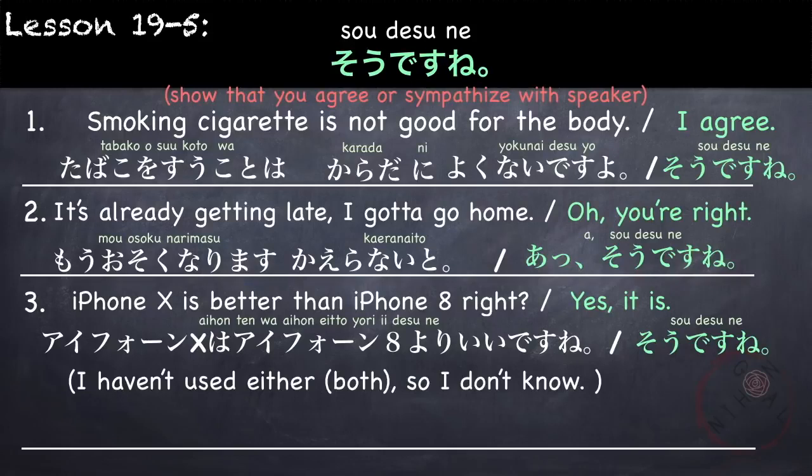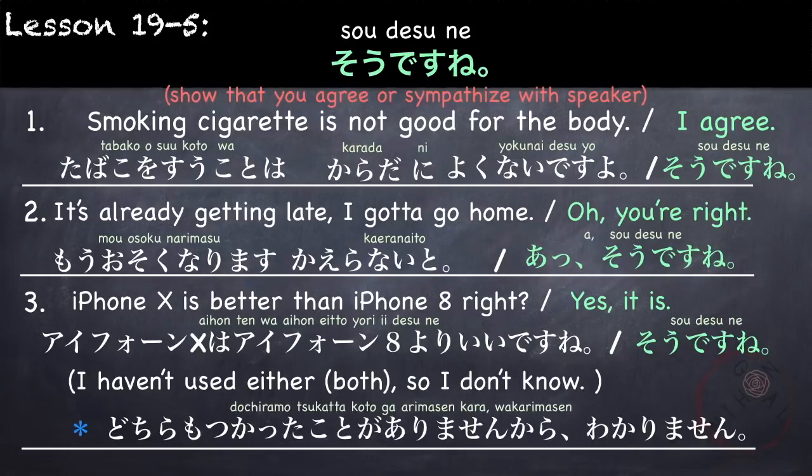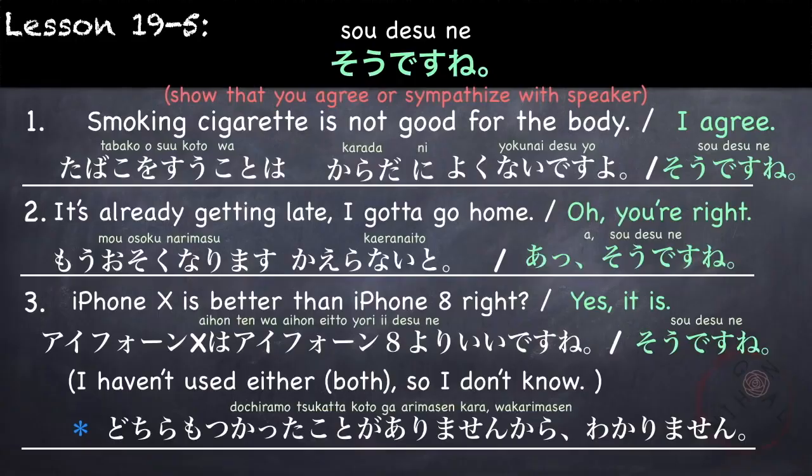どちらも使ったことがありませんからわかりません。そうですね can also be used as a filler. Just like, let me see. For example, what do you want to eat? Let me see. I want to eat a cake. 何が食べたいですか？そうですね。ケーキが食べたいです。So, those are the grammar points for this lesson.